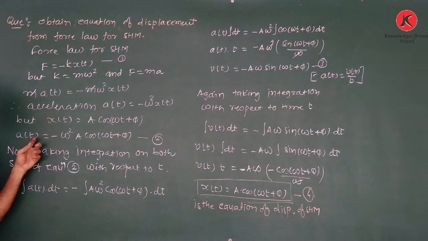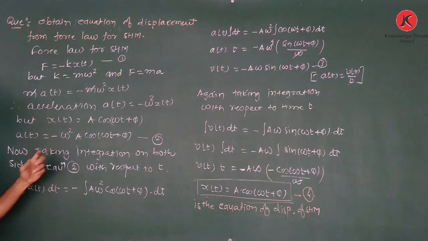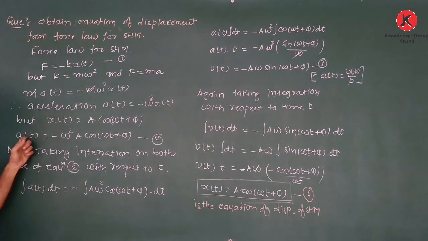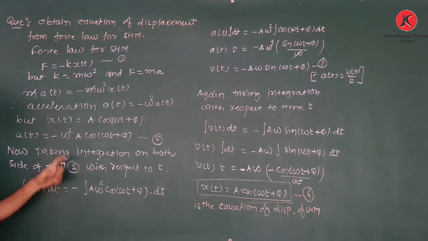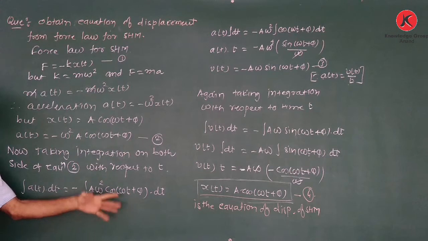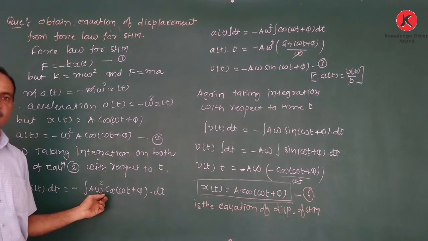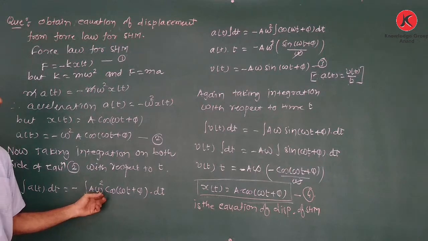We are interested to obtain the equation of displacement from acceleration. Therefore, we take the integration on both sides of equation 2 with respect to time. Therefore, integration of a(t) dt is equal to minus integration of A omega square cos(omega t plus phi) dt. A omega square is the constant, A is the amplitude, omega is the frequency.